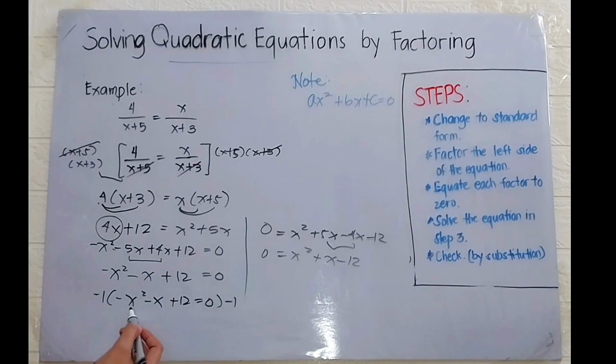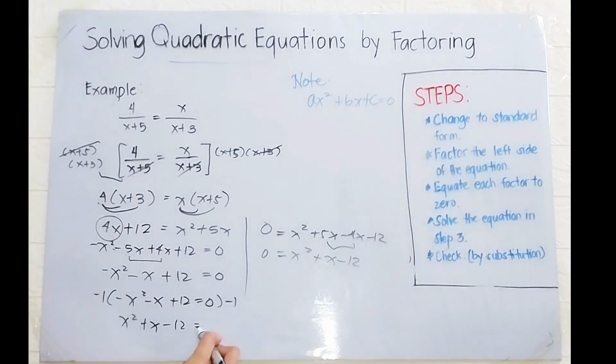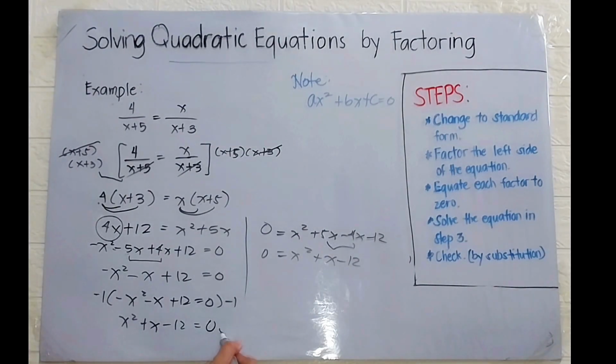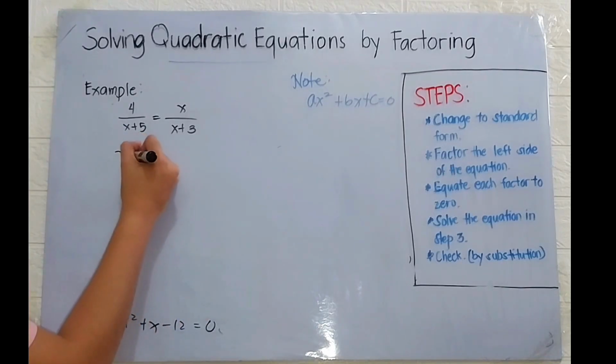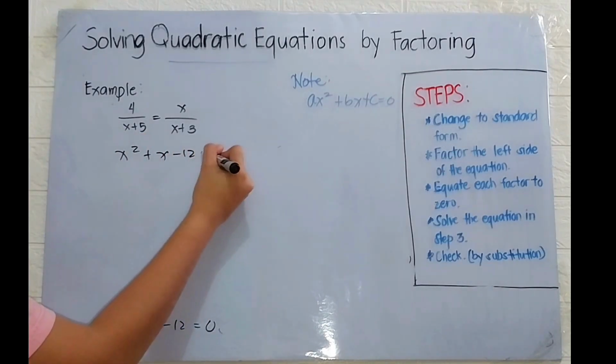Negative 1 times negative x squared, positive x squared. Negative 1 times negative x, positive x. Negative 1 times positive 12, negative 12 is equals to 0 times negative 1, 0. Are they the same? Yes. Still the same. Okay? So, since na-occupy na natin yung buong space, we're going to erase and then ititira na lang natin itong x squared plus x minus 12 is equals to 0. We're done. We changed the standard form. Let's factor. X squared plus x minus 12 is equals to 0.